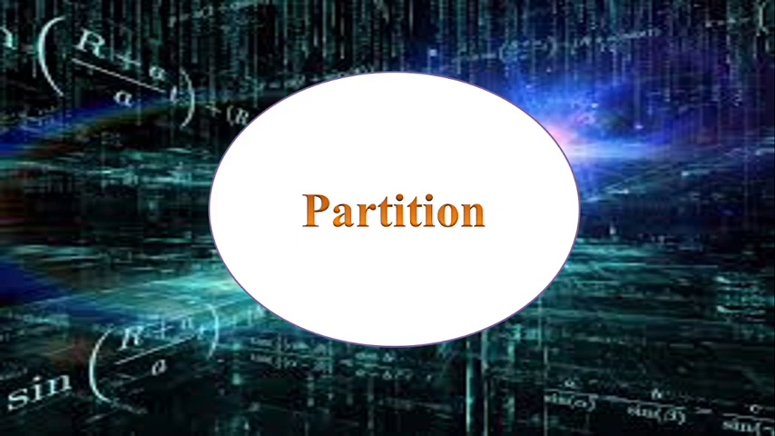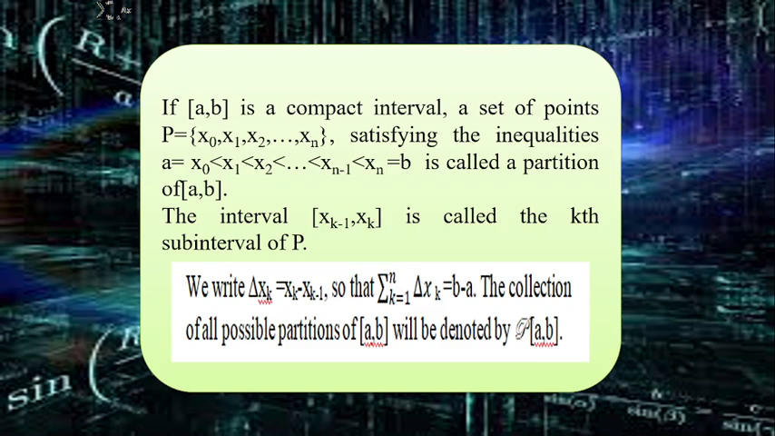Before defining this, let's know what we mean by partition. If [a, b] is a compact interval, why do we say compact? Because it is closed and bounded. A set of points P equal to x0, x1, x2, etc., xn, where the first point is equal to a and the last point is equal to b, and all the points in the interior of the interval, is called a partition of [a, b].